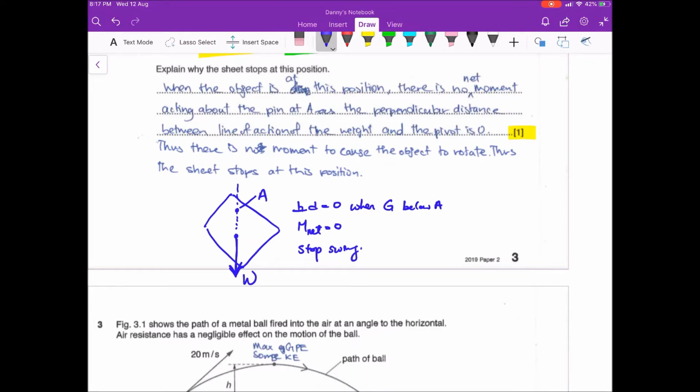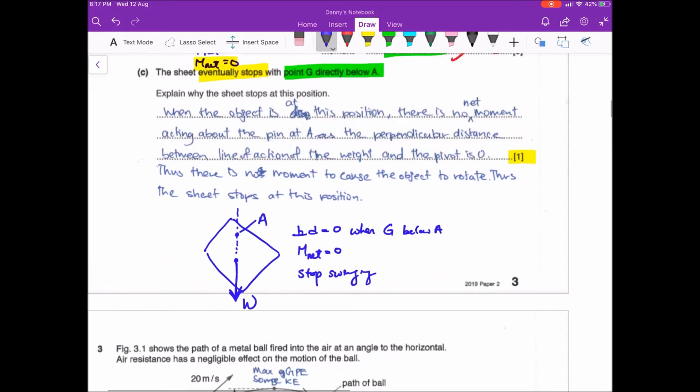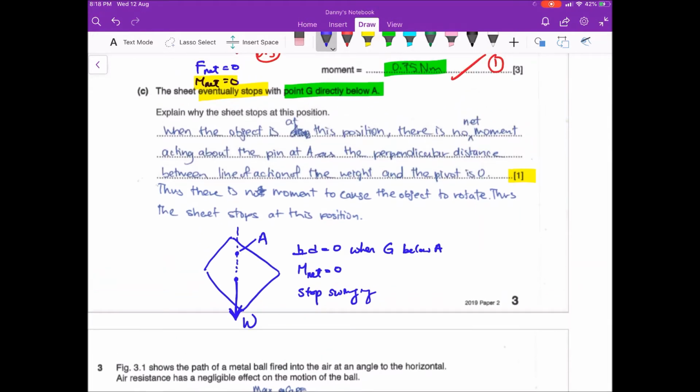So in my mind, I will quickly form this structure, then I will verbalize it, and then I will write it down. So let's see what the student says. When the object is at this position, so I think at this position refers to here. Okay, fine. There's no net moment. Very good. This is the key thing. Once I see this, I know that he knows his stuff. So let's see how he elaborates and relates to this.